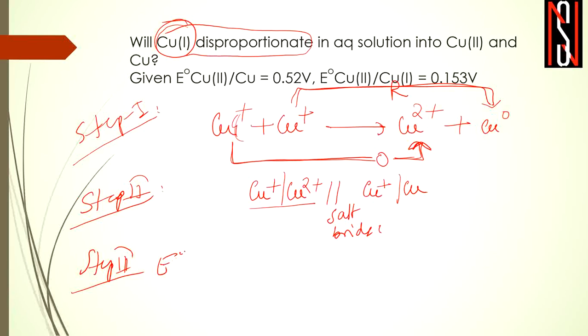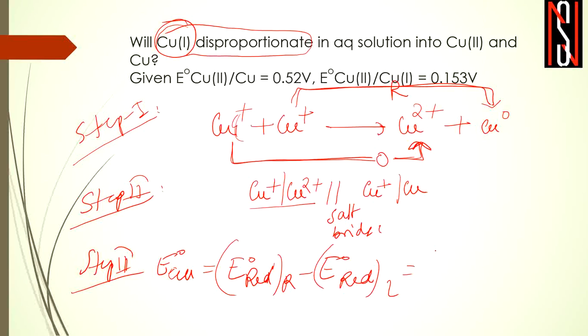Now there would be the step 3. So step 3 is that E0 cell. So E0 cell equals E0 reduction of right hand side minus E0 reduction of left hand side. So basically E0 reduction of right hand side means we have in the right hand side copper plus by copper. So reduction means E0 Cu plus by Cu, right? And the left hand side we have the couple Cu plus and Cu2 plus, but we should write in the term of reduction potential. So therefore we should write E0 of Cu2 plus by Cu plus, not Cu plus by Cu2 plus. We should write in the term of reduction potential.